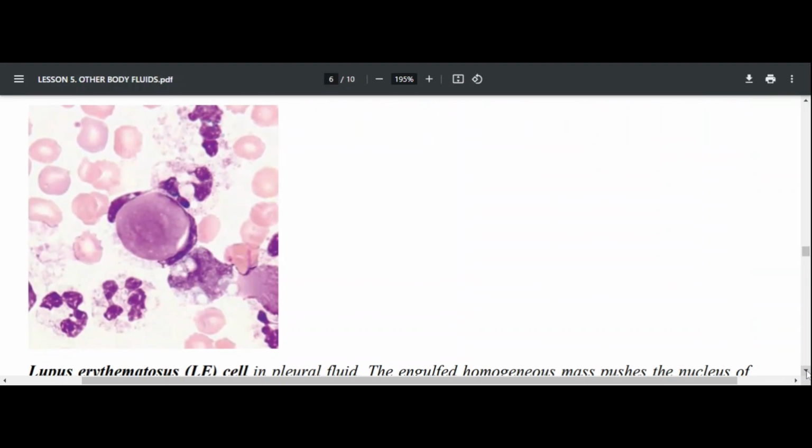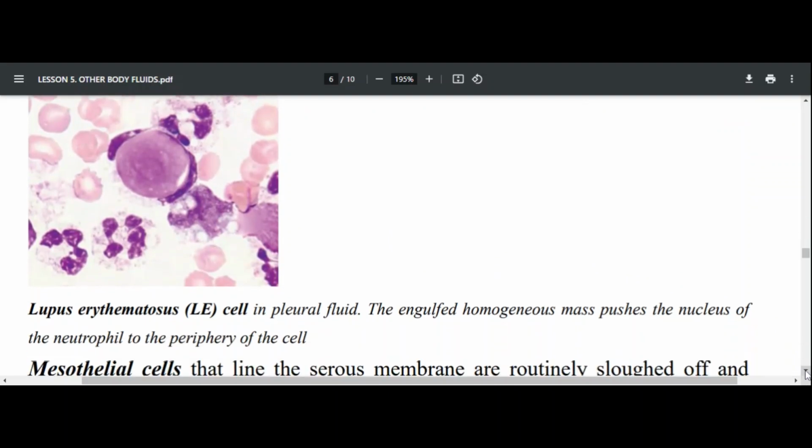So, for example, that's how they look. Those are the systemic lupus erythematosus cells. Those are all neutrophils that phagocytosed those homogeneous masses or homogeneous content. So these are called lupus cells. Those are the complexes.